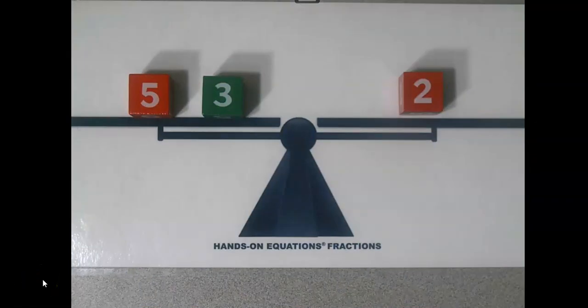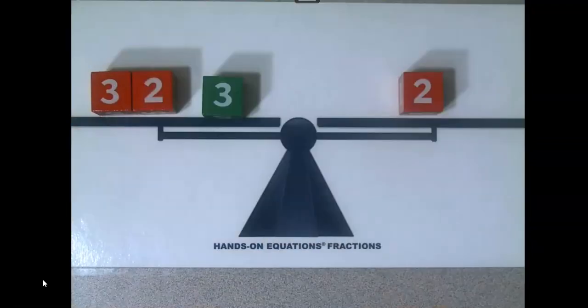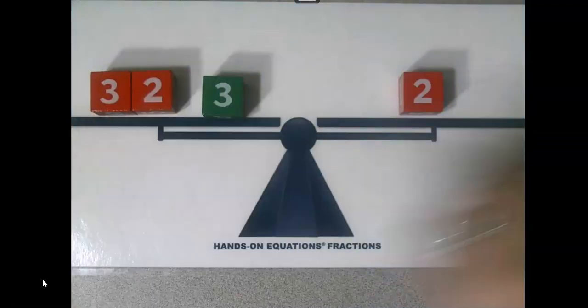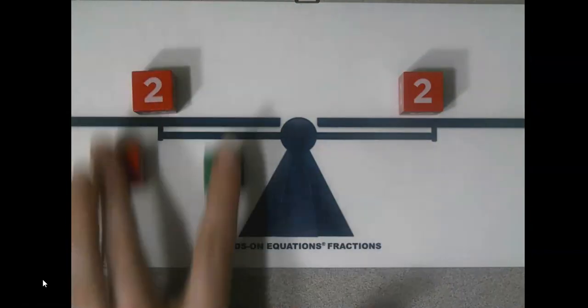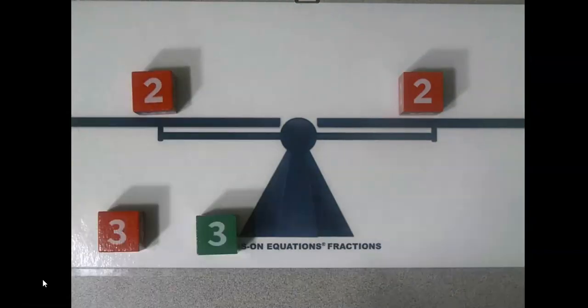If that's confusing, we can also think of it this way. If we rename our red 5 cube as a red 3 and a red 2, which totals 5, we can remove the 3's, they cancel each other out, and we are left with 2.